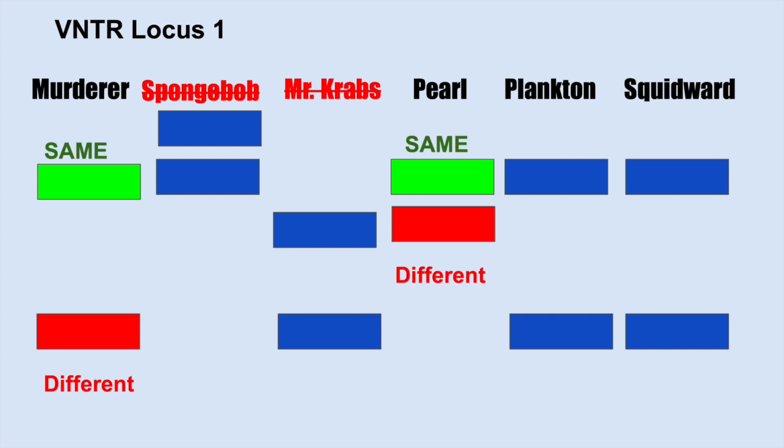Next up is Pearl. Pearl again shares one allele with the murderer, but not both. Her DNA therefore does not match the DNA of the individual who left the strand of hair at the crime scene, so she is off our suspect list.